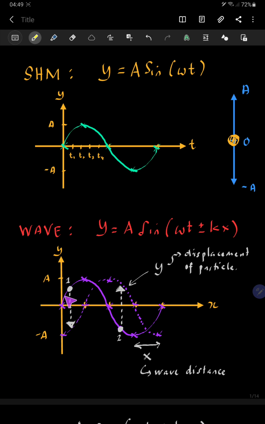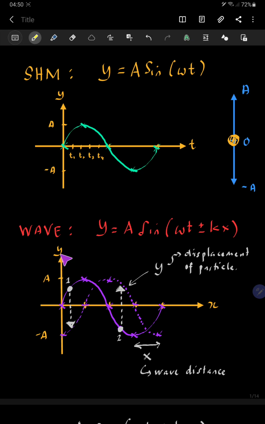So what do I mean? Let's say initially this is the wave. This is the first particle, and this is the second particle. After a few seconds, the wave propagates to the right. At the same time, the first particle is oscillating downwards, while the second particle is oscillating upwards. This is the displacement of the first particle and the second particle. At the same time, the wave also propagates to the right by x. So we have two different things: the oscillation of the particle, which is a sine omega t, and at the same time the propagation of the wave, which is plus or minus kx.